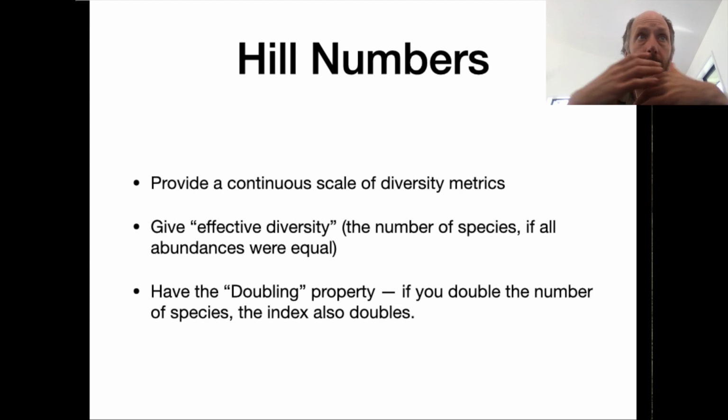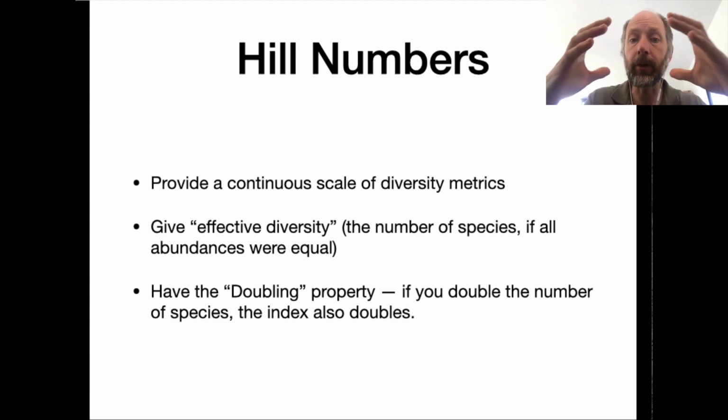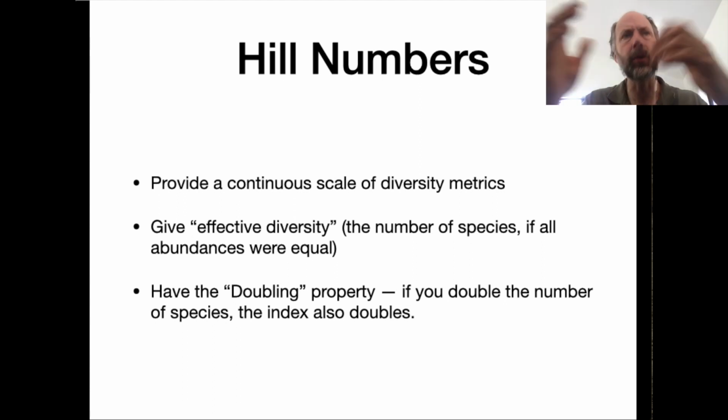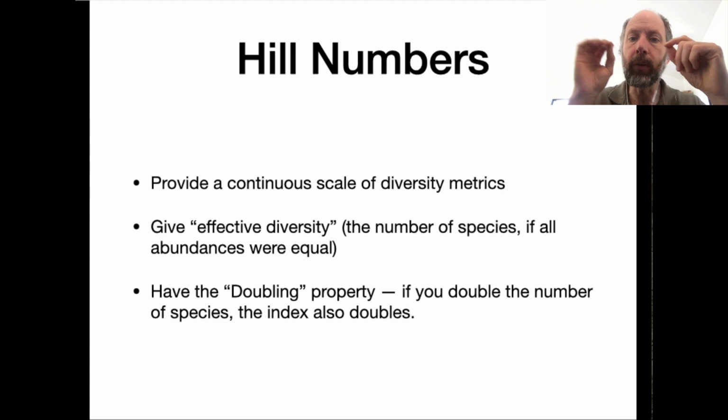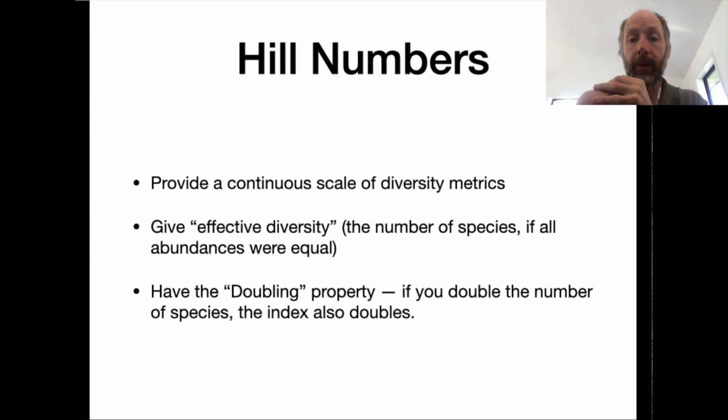They give us the effective diversity, so the numbers are no longer these kind of meaningless 0.87s, 3.2s. They can always be interpreted as the number of species if all species abundances were equal. And the nice thing about working with effective diversities and Hill numbers is that they have the doubling property, which is that if you double the number of species, the index of effective diversity will also double. So that's a really important property of that metric.